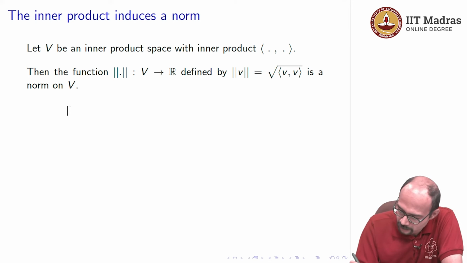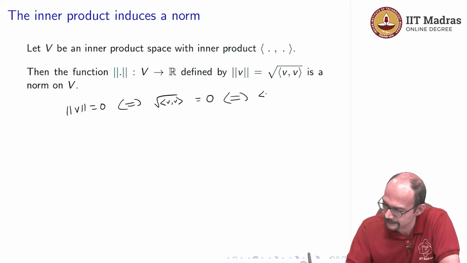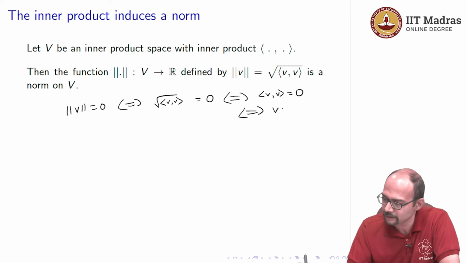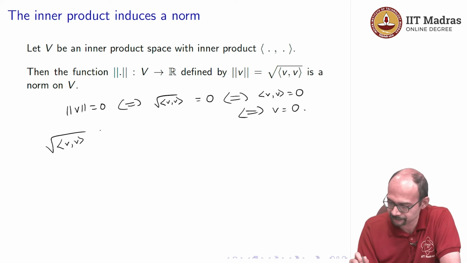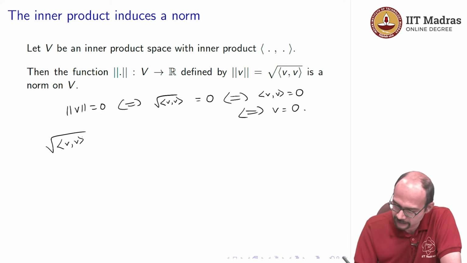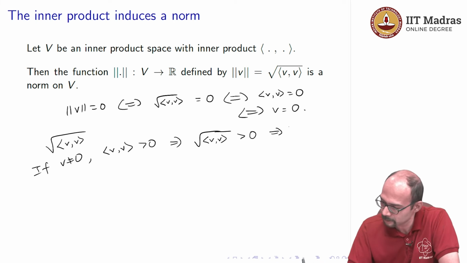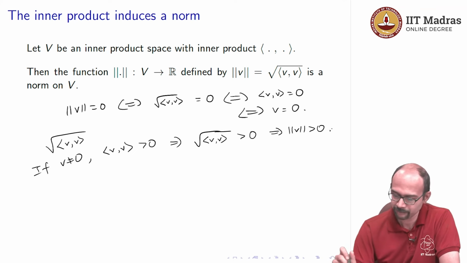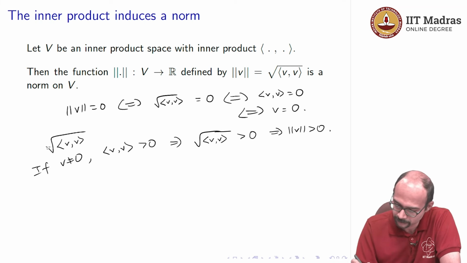So first of all, the norm of v is 0 exactly when the square root of the inner product of v with itself is 0, which happens precisely when the inner product itself is 0. But remember, it's an inner product. This happens precisely when v is 0. So I want to prove that this is always positive if v is non-zero. If v is not equal to 0, then <v, v> is greater than 0, which means the square root of <v, v> is strictly greater than 0, because we are always looking at the positive square root, which means the norm of v is strictly greater than 0. So the non-negative and positive part is proved, that axiom is proved.